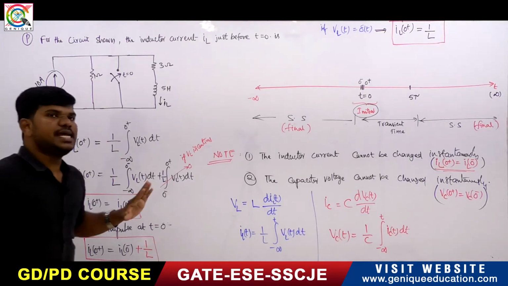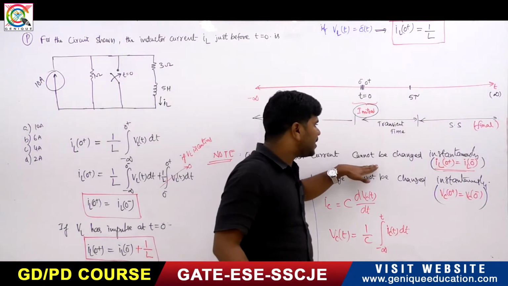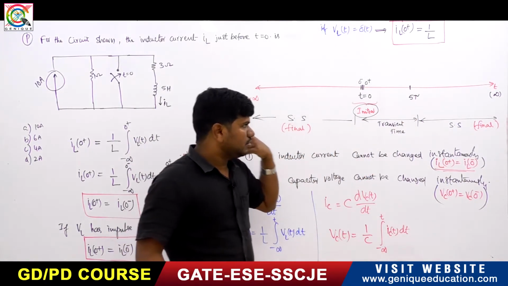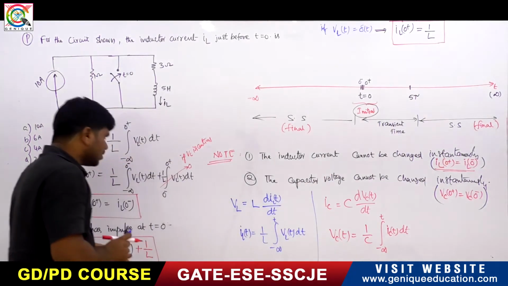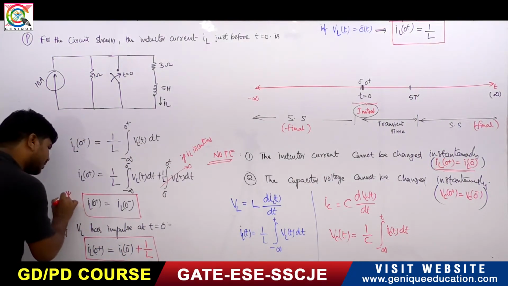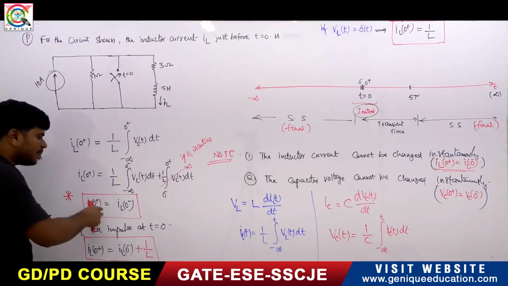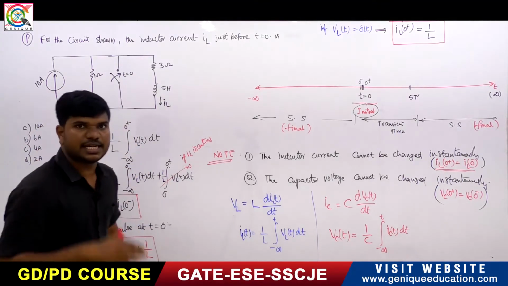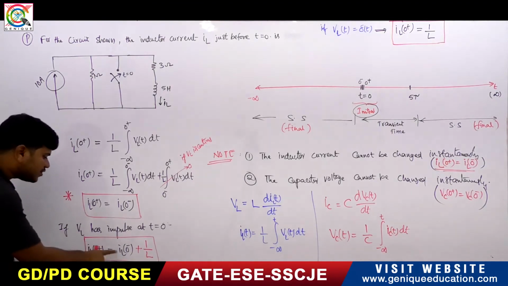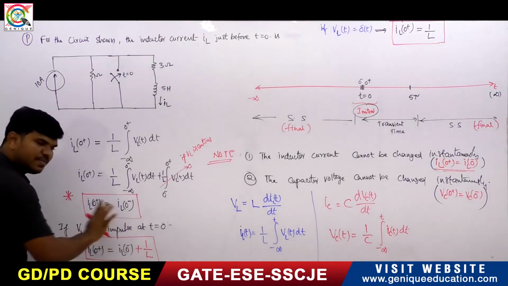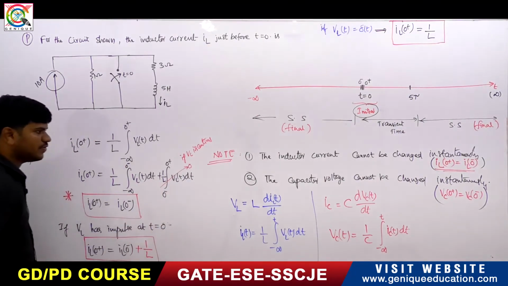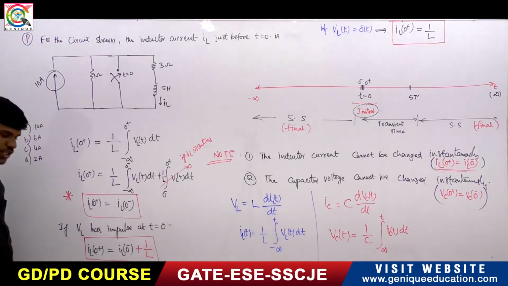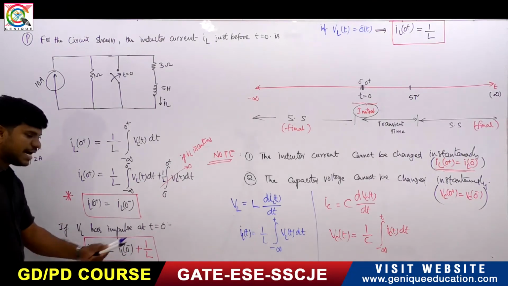In general, the inductor current cannot be changed instantaneously unless the voltage across the inductor is not a continuous function. It is a very important thing you have to understand. IL(0+) is equal to IL(0-), and in this there is one condition. If there exist any impulses in the voltage, now IL(0+) is equal to IL(0-) plus 1 by L. If there exists any impulse at t equals 0, then 1 by L is added to this.